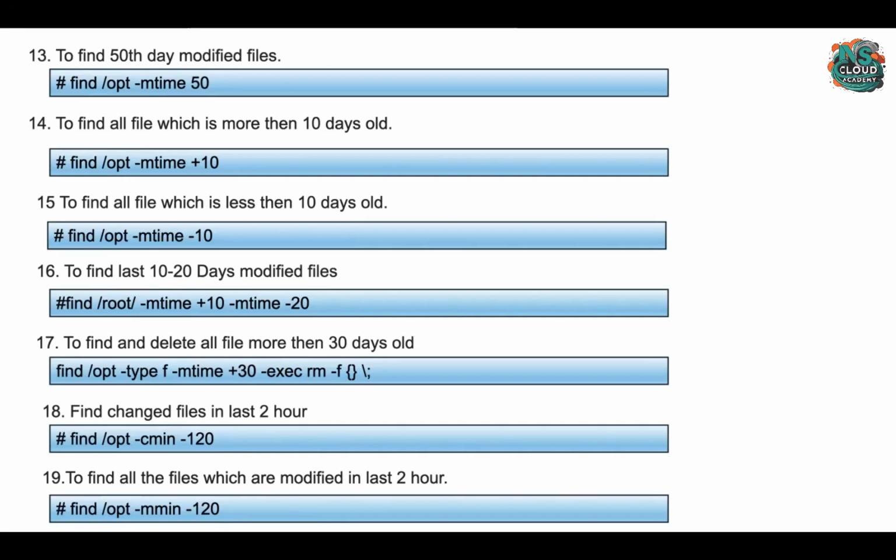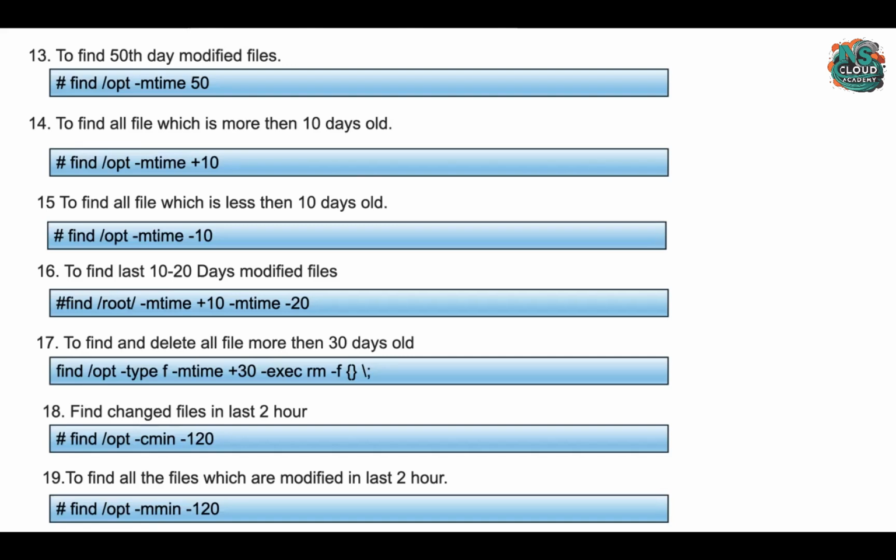It finds all files which were modified in the last 2 hours, so it will show you that result. See here, if anyone edits a file, that counts as modification. And if any timestamp is changed, that will show as changed. Understand? There are two things. Don't confuse between these two, command number 18 and 19.